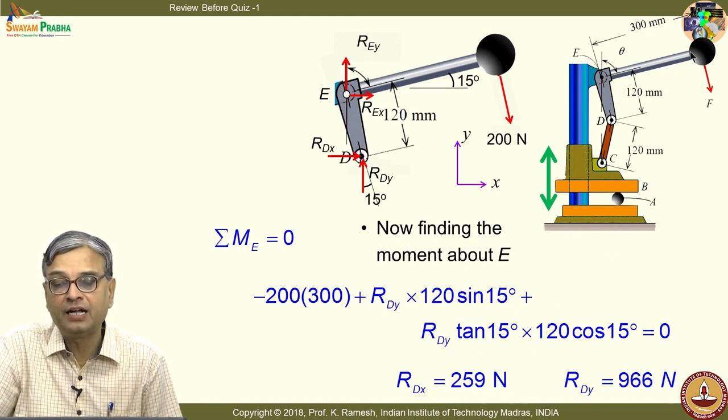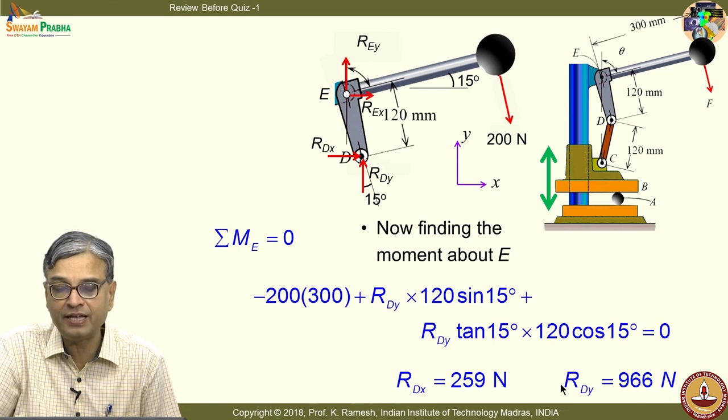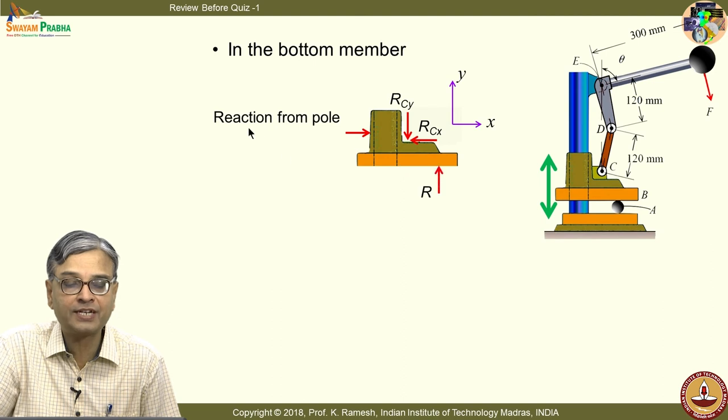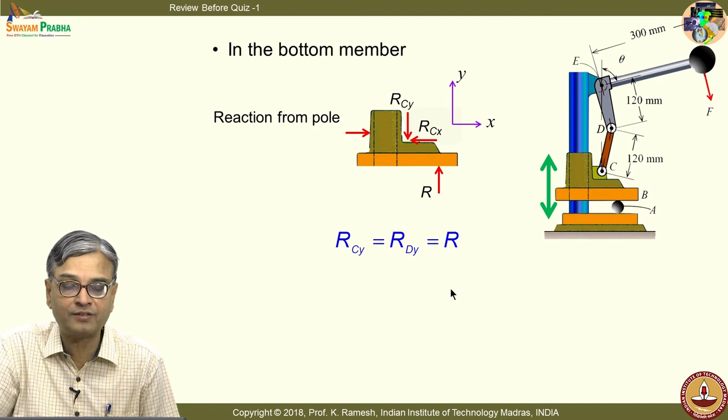So, I have dismembered this and determined the forces here. This force I can easily find out because I have RDY. Then I have to identify what happens in the interaction of C with respect to this bottom block. That is what I have listed here. So, you need to have a reference axis. This is again a pin joint, which can be replaced by two forces, and you will have a reaction from the pole that is put as a normal force because I have a smooth movement upward and downward, there is no friction. And this is a roller with a flat edge and this is also smooth. So, I have a reaction R. This clearly shows I have R equal to RCY equal to RDY.